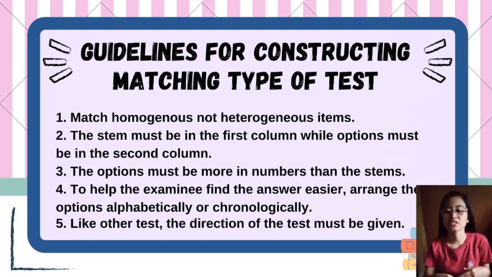So guidelines for constructing a matching type test. First, match homogeneous, not heterogeneous items. Second, the stem must be in the first column, while the options must be in the second column. The first column should consist of the stems, the problems or questions, while the second column should consist of the answers to the specific questions in the first column. Third, the options must be more in number than the stems.